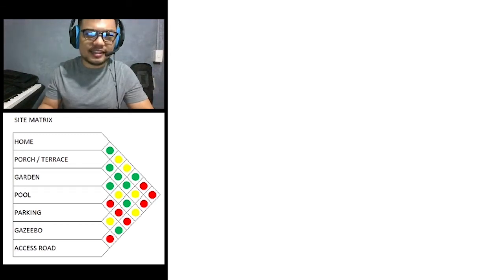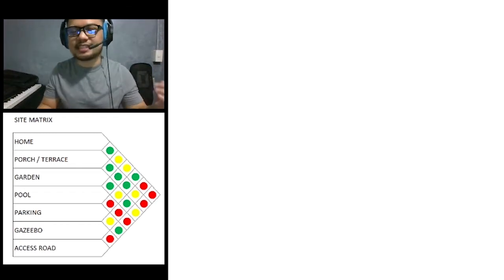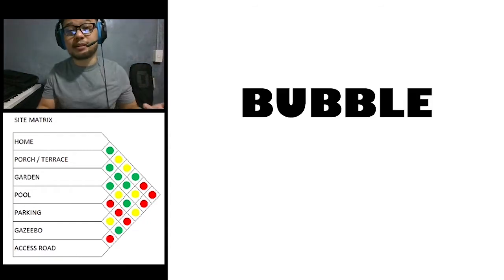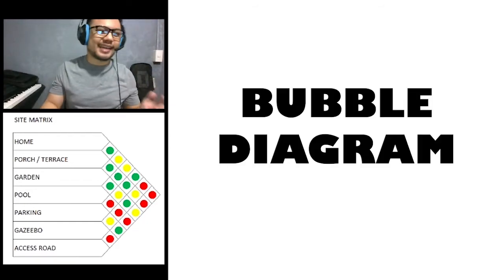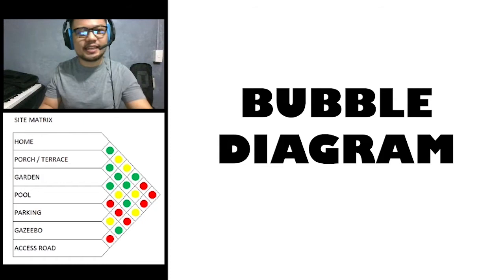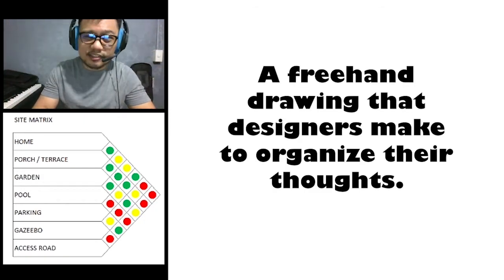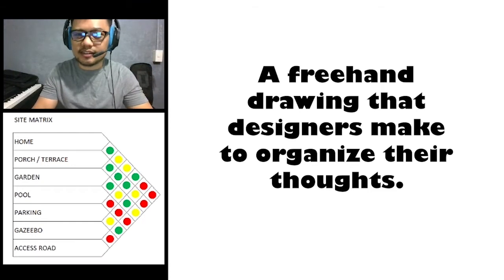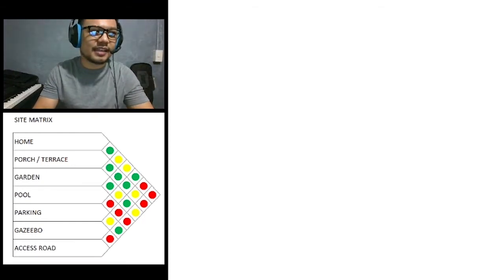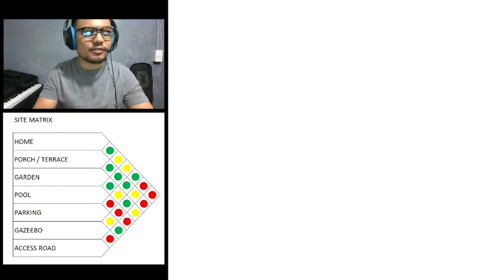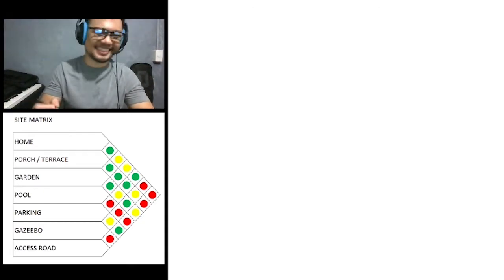I don't know how you got here, but I do hope that you'll stay until the end because in this particular video, we're going to talk about bubble diagrams. Now, what exactly is a bubble diagram? To put it simply, a bubble diagram is what designers use to organize their thoughts. In the case of architects, it's what we use to organize spaces of a project, simply put.